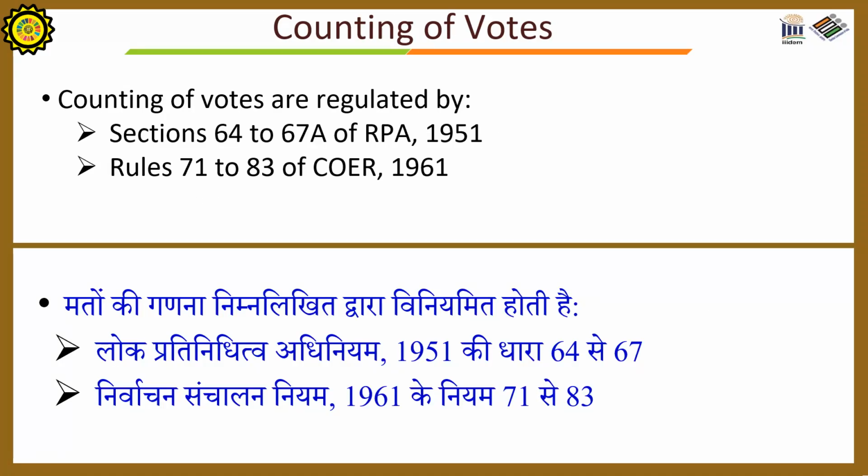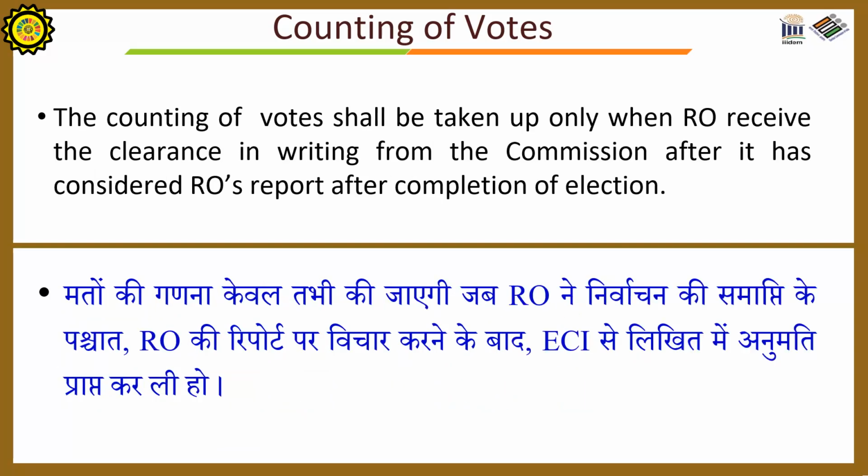Let's discuss counting of votes. Counting of votes is regulated by sections 64 to 67A of RP Act 1951 and Rules 71 to 83 of Conduct of Election Rules 1961. The counting of votes shall be taken up only when the returning officer receives the clearance in writing from the commission, after it has considered the RO's report after completion of the election.